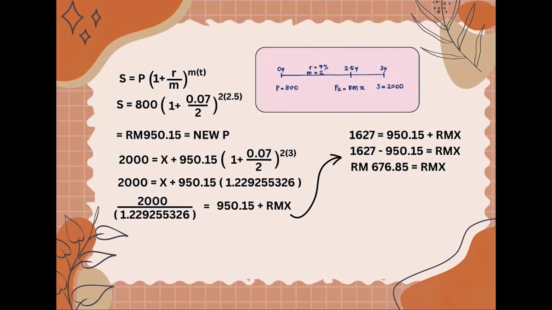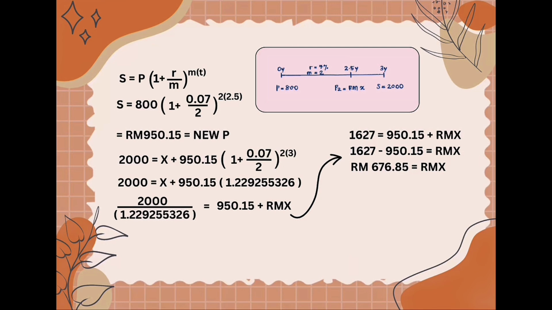With all the information given, we are advised to make a time frame. And then by using the compound interest formula, you substitute all the information given. So it will be S equals 800 in the bracket of 1 plus 0.07 over 2 power of 2 times 2.5, because we are finding the new P after 2.5 years. And the new P will be 950 ringgit 50 cents.